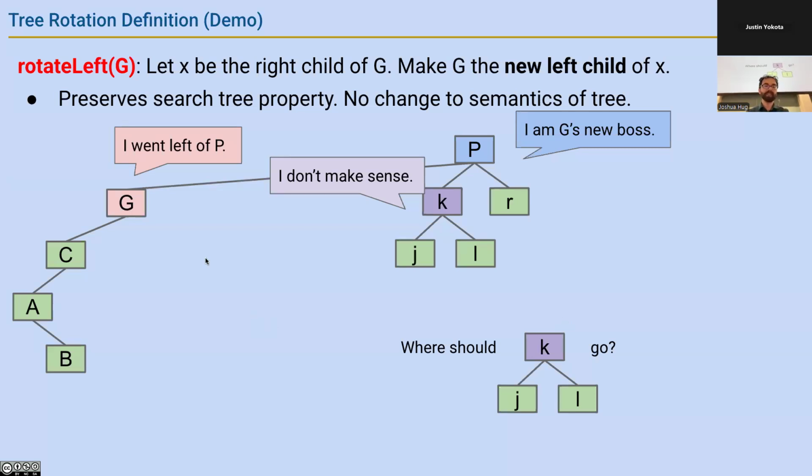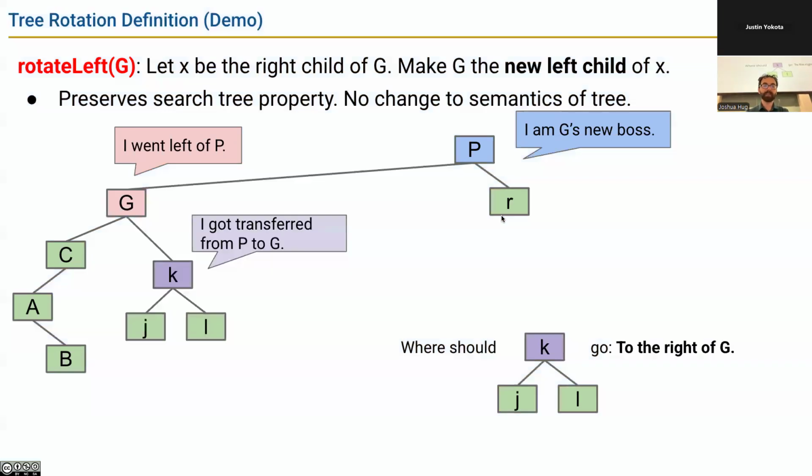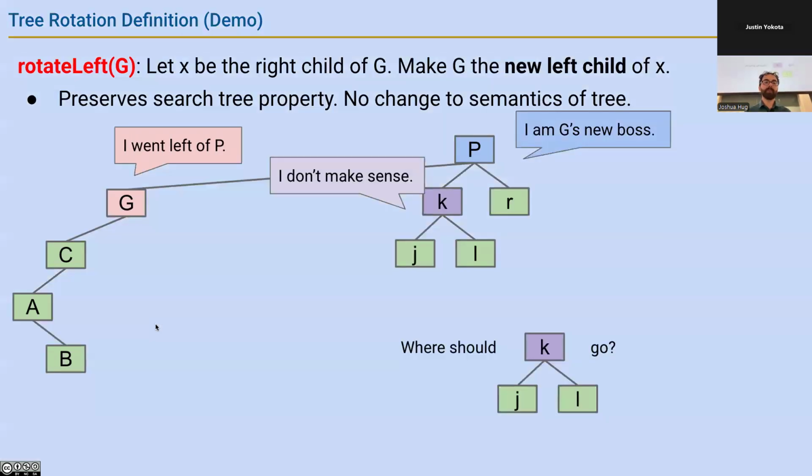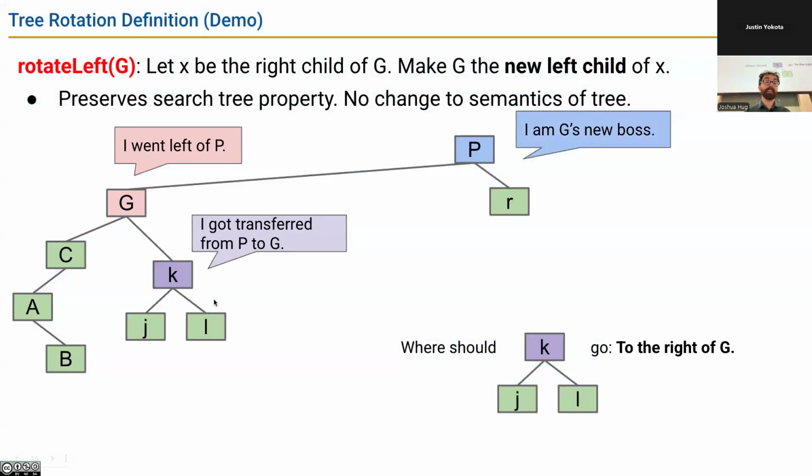To the right of G. All right, so I'm going to take this and move it to the right of G. So it got transferred from P to G. And that's okay because now this stuff right here was all less than P. And so, sorry, it was all before. It was all less than P and greater than G. So when we finish that whole operation, it's still less than P and greater than G.